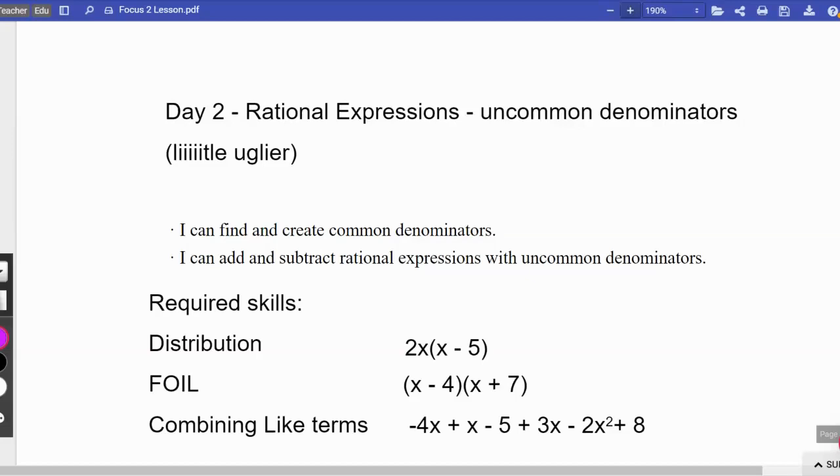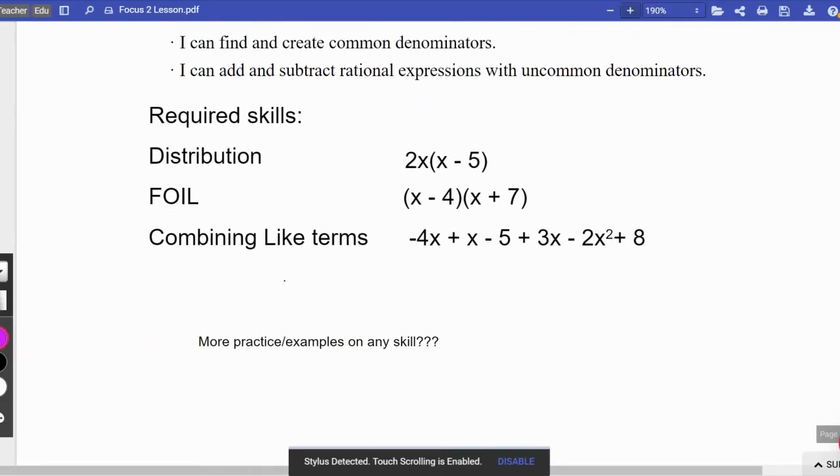All right, this is the Focus 2 lesson of rational expressions when you have non-common denominators. So it's going to be a little rough, but first we have to go over just some skills that we need that we've learned before, but they're going to come up. That's just kind of not part of the main lesson, but we need to be able to do them.